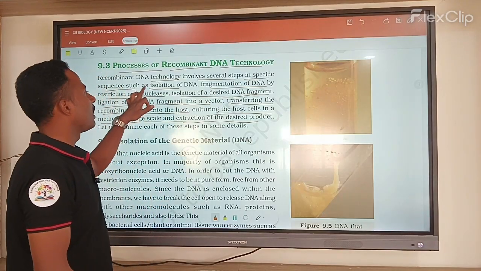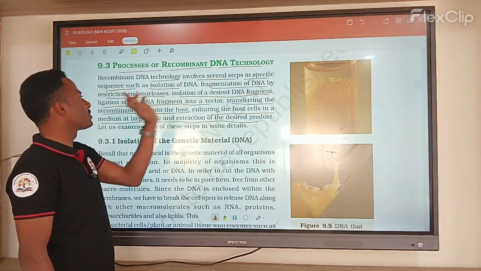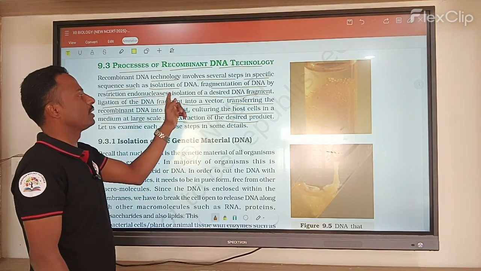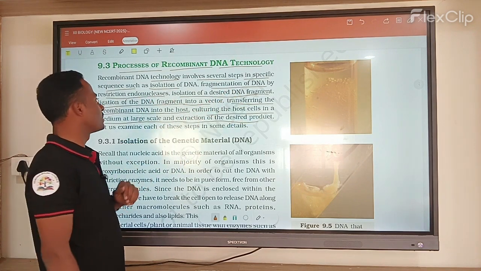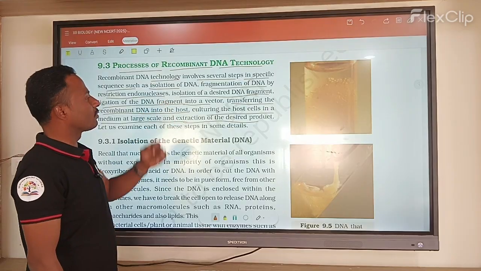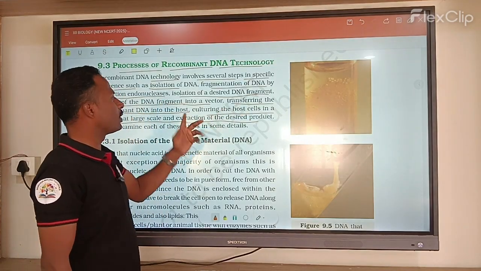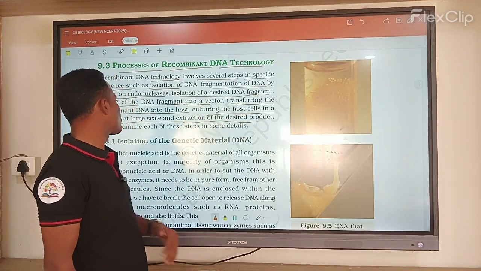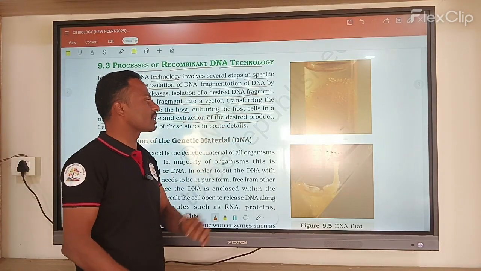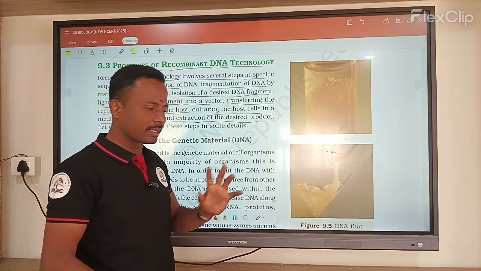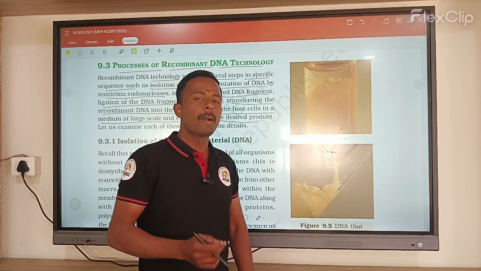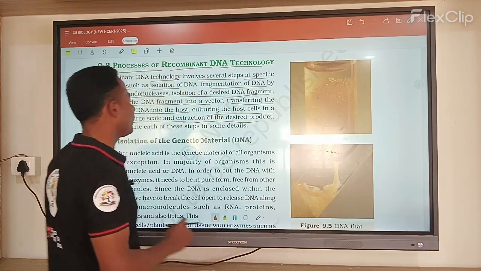First one is what? Isolation of DNA. After that, fragmentation of DNA by restriction endonucleases. Third one is isolation of desired DNA fragments. Then ligation of the DNA fragments into vectors. Next, transferring the recombinant DNA into a host cell and culturing the host cell in a medium on a large scale, extracting the desirable product. So these are the complete steps involved in the process of recombinant DNA technology.